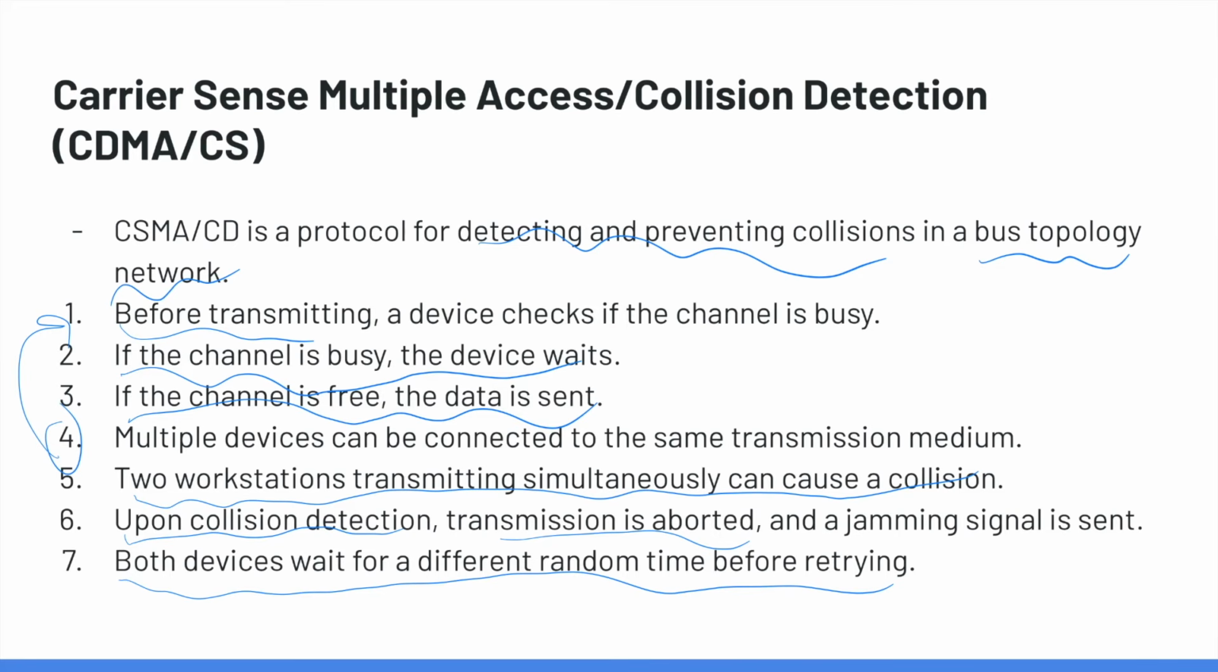And when they do, they're going to be following these steps right here. So checking whether it's busy, and if it is, then waiting. If not, then just going ahead and sending the data. So really, I'd probably say 1, 2, 3, and 7 are the actual steps. Or actually, I guess 6 could be a possible step. 4 and 5 are just aspects of this particular protocol.